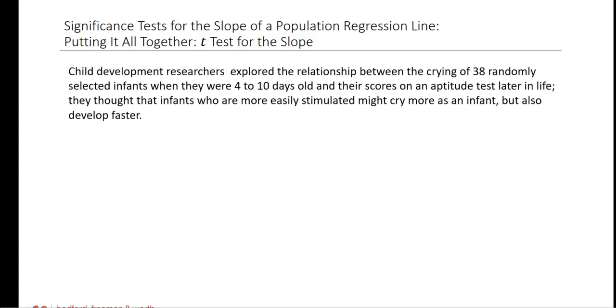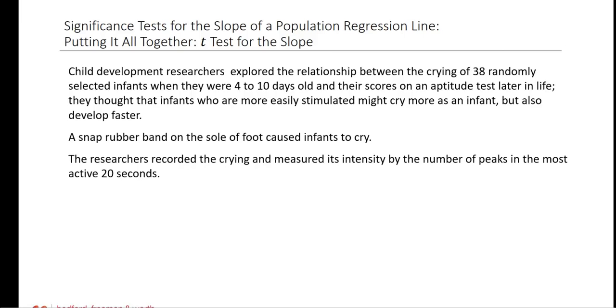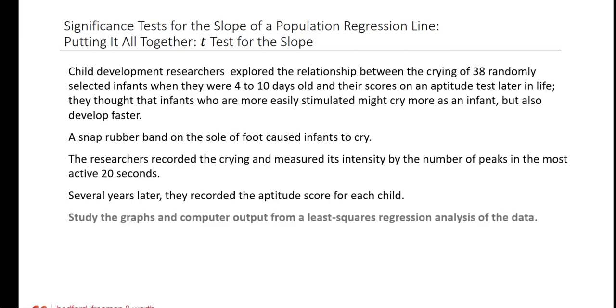So child development researchers explored the relationship between the crying of 38 randomly selected infants when they're 4 to 10 days old and their scores on the aptitude test later in life. Oh, that's interesting. They thought that infants who are more easily stimulated might cry more often as an infant, but also develop faster. A snap rubber band on the sole of a foot causes infants to cry. It's true. The researchers recorded the crying and measured the intensity by the number of peaks in the most active 20 seconds. Fascinating. The intensity of crying. Several years later, they recorded the aptitude score for each child.